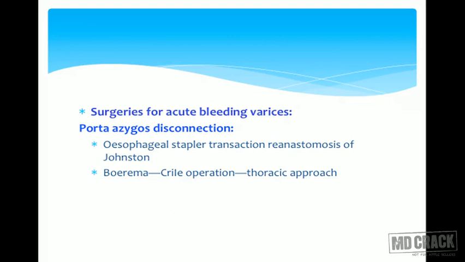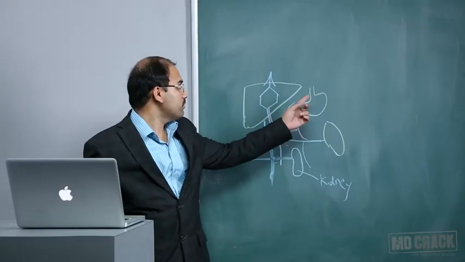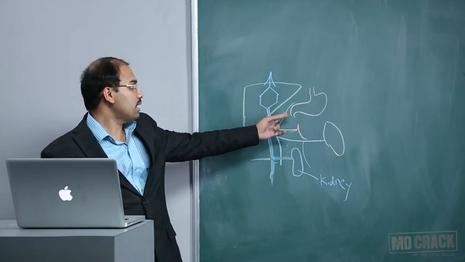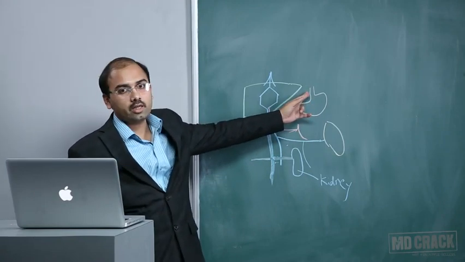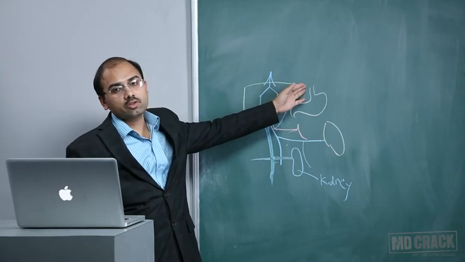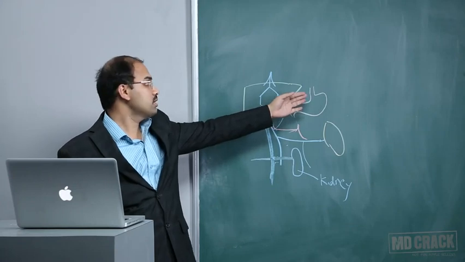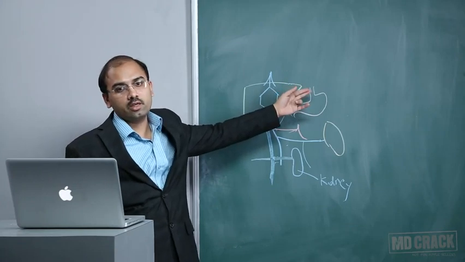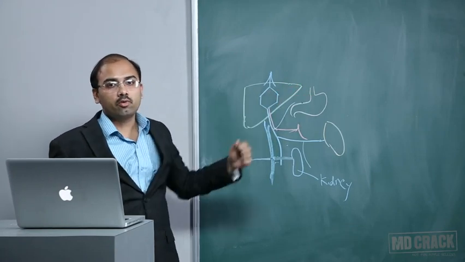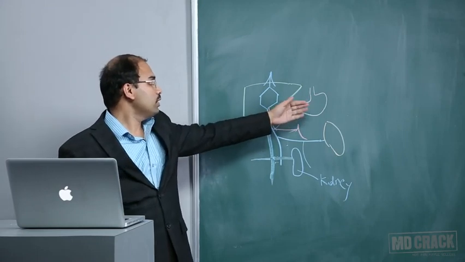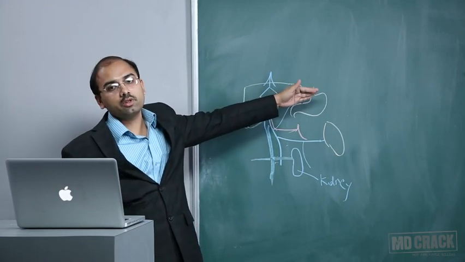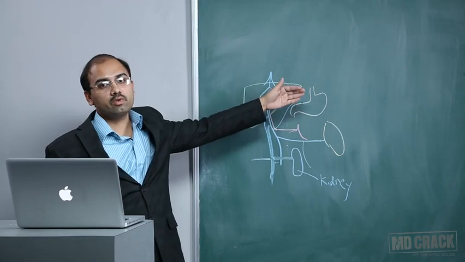So friends, now we'll see other surgeries for acute bleeding. Acute variceal bleed can also be subjected to porta-azygous disconnection. From this figure, we know that there is anastomosis between portal radicals and the systemic venous component. The portal radical is provided by gastric veins and the systemic radical by azygous veins at the lower end of the esophagus for bleeding varices. So when you have disconnection of both, automatically the bleeding varices will get controlled.